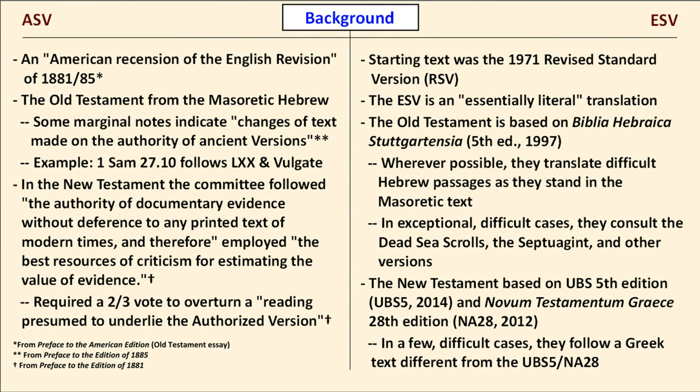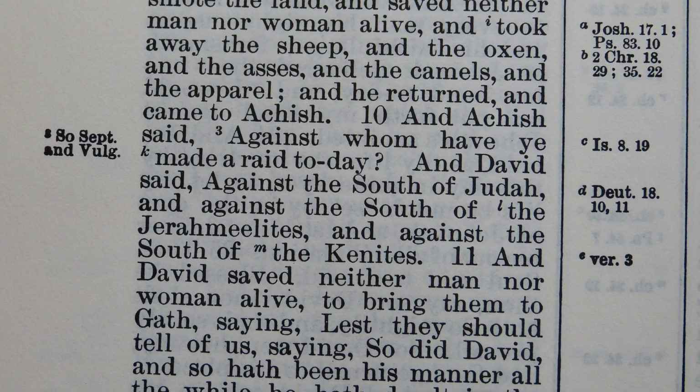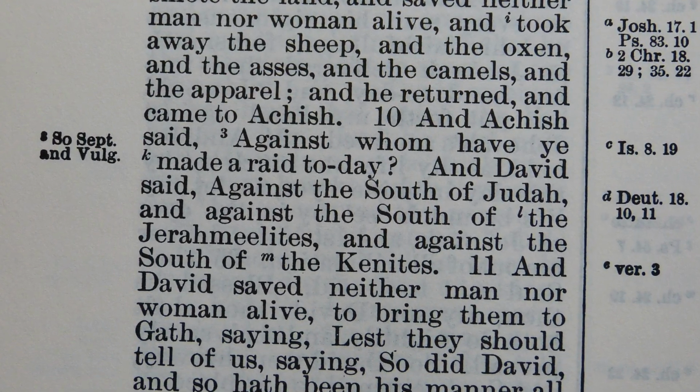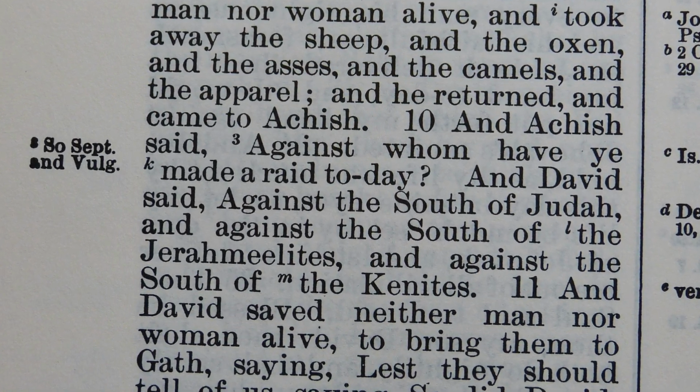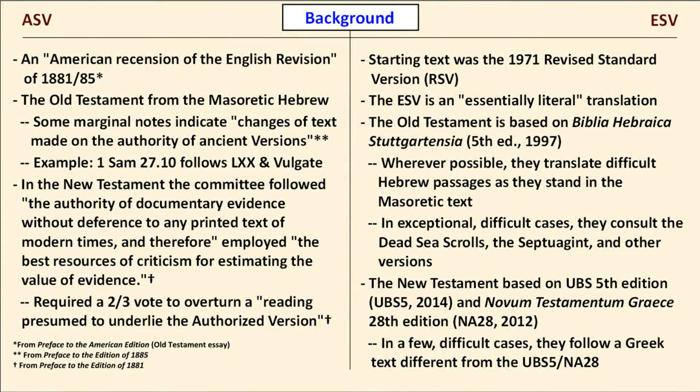The American Standard Version Old Testament is largely based on the Masoretic Hebrew text, but sometimes translators chose to follow an ancient translation. For instance, at 1 Samuel 27:10, the American Standard Version follows the Septuagint and the Vulgate in having Achish say, "Against whom have ye made a raid today?" instead of the Masoretic reading, "Ye have not made a raid today, have ye?" Incidentally, the Revised Version and the American Standard Version translate 1 Samuel 27:10 differently.